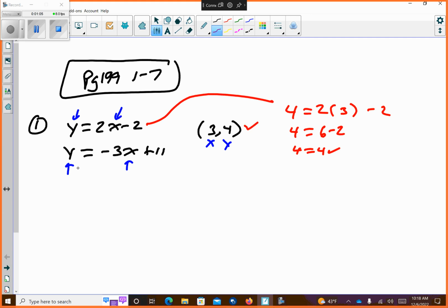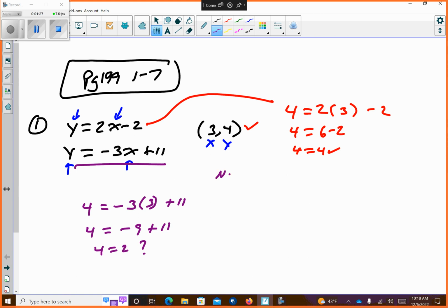And then let's use this other equation. We'll do it in purple. And we're going to plug in the same values. So then I got 4 equals negative 9 plus 11. So is 4 equal to 2? No. So this is not the solution.